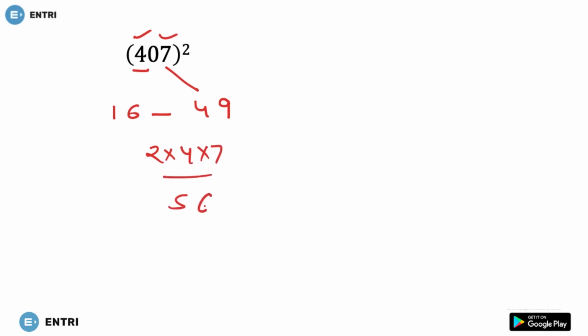Try to solve this question. What I can see is this is 4, this is 4, that means it is 16. Coming to the 0, this is 7, that means it is 49. Now I know that for the middle one, what I have to do? Multiply this and 2, and what is this? This is 2 cross 4 cross 7. That is clearly 56. That means the answer is 165649.